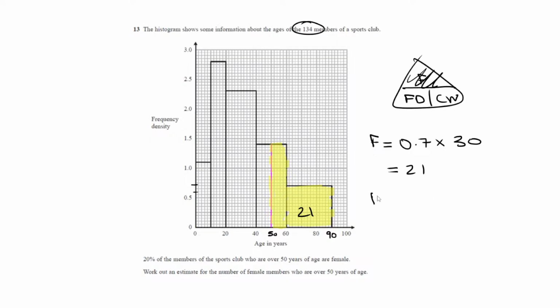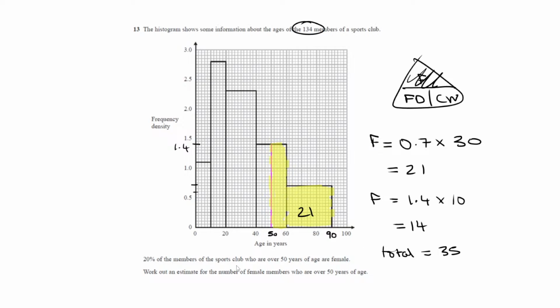So the frequency of the second one would be, what's that? I think that's 1.4. Frequency density is 1.4 times the class width, which I'm going to use as just 10, because it's between 50 and 60. That's obviously 14, isn't it? Okay, so the total of over 50s, add those, is 35. There's 35 people who are over 50.